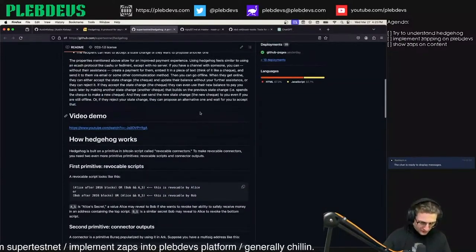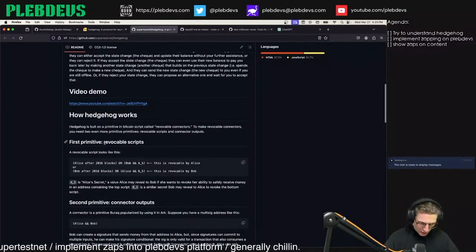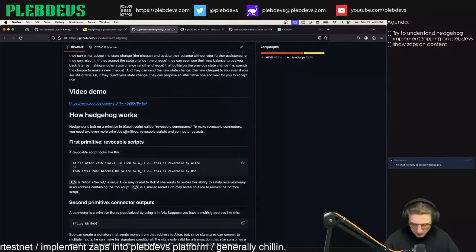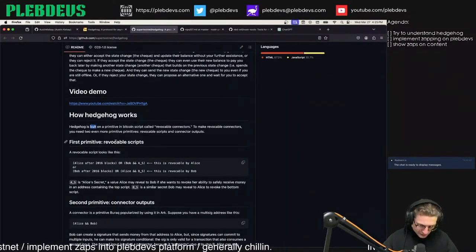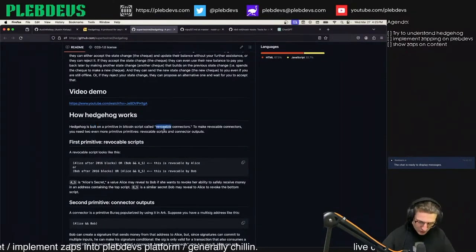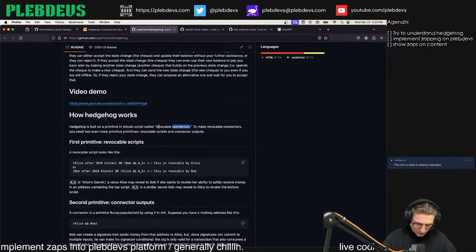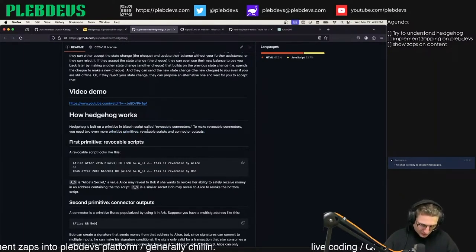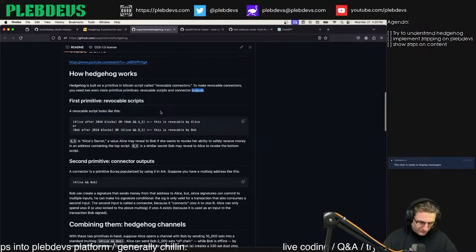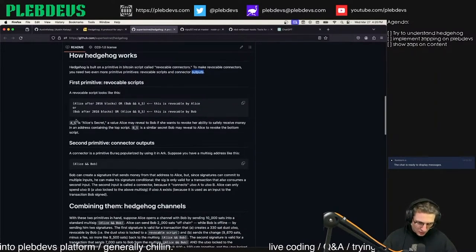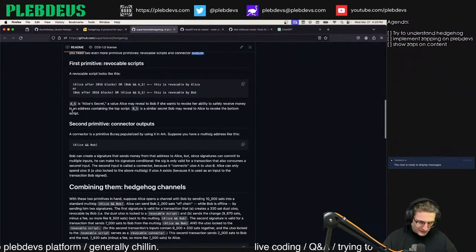Okay, so how HedgeHog works. HedgeHog is built on a primitive Bitcoin script called revocable connectors. To make revocable connectors, you need two even more primitive primitives: revocable scripts and connector outputs. Okay, which is what he talked about in the video. So let's see if we can get our head around these two primitives.